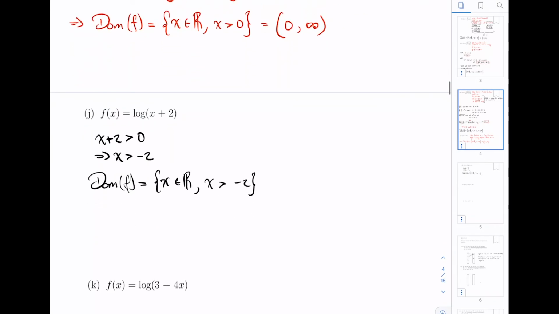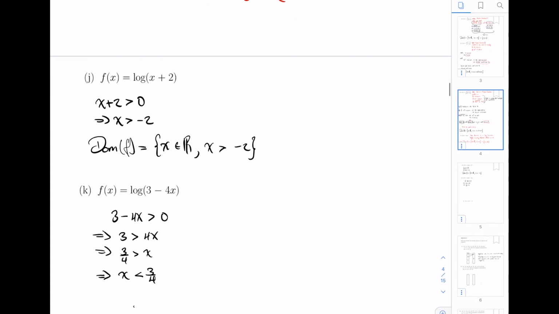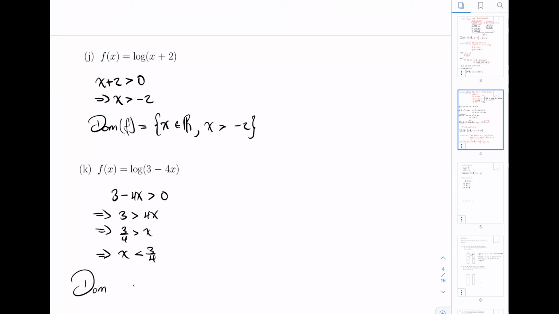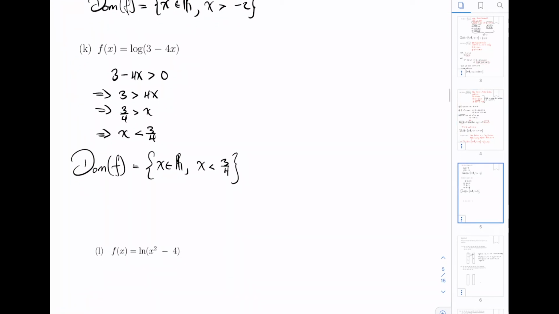Okay, moving right along, we now move on to part K, which says that here we need 3 minus 4x to be greater than 0. So this means that 3 is greater than 4x, which means that 3 over 4 is greater than x, which means that x is less than 3 over 4. So now we can go ahead and write down our domain for this function. And here we'll write x in the set of real numbers where x is less than 3 over 4. So whatever we solve our inequation for, that's the additional parameter that we add to our domain function.